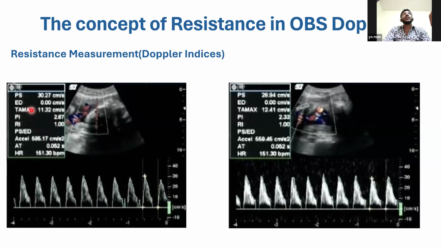Did you see that this machine uses TAMX, the time average maximum velocity? So when you calculate PI, you will get 2.67. Then you should compare 2.67 with a standard nomogram that has gestational age on the x-axis, and in the rows the percentiles.